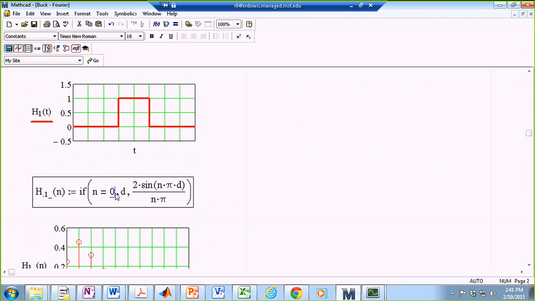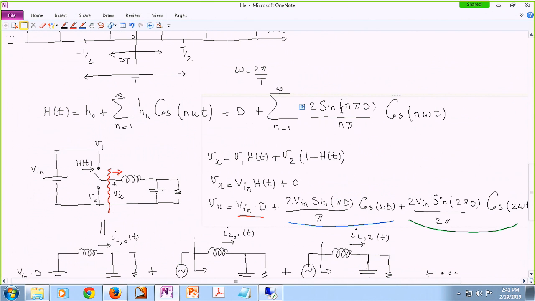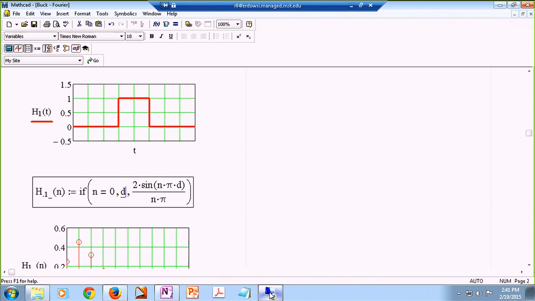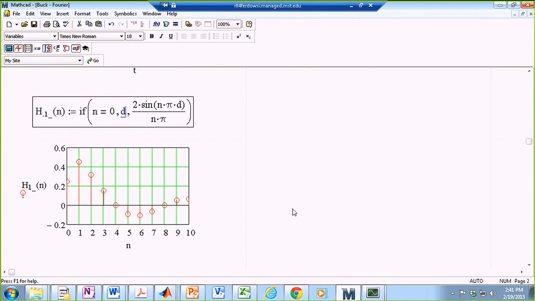Now, these are the amplitudes that appear in my Fourier series. So if n is equal to 0, the amplitude is D. Otherwise, it's 2 times sine of n times pi times D, over n pi. And this exactly comes from this expression over here. All right?